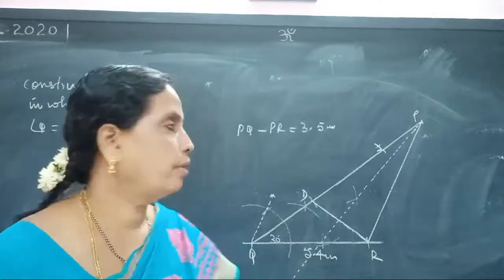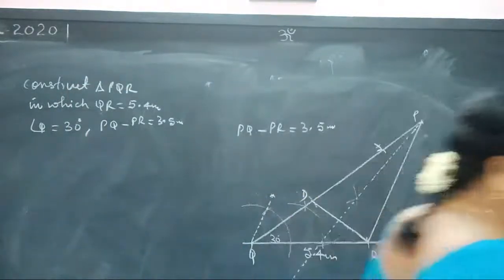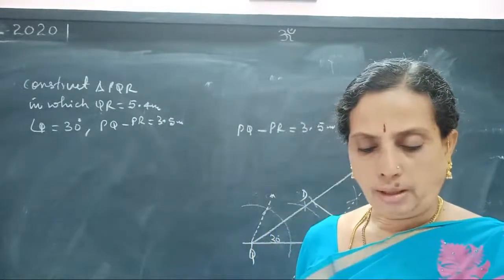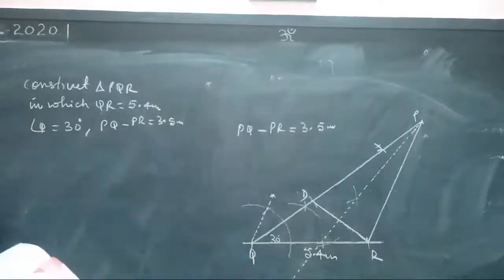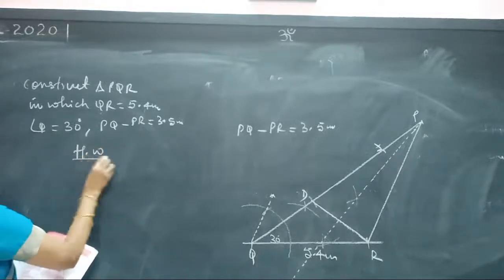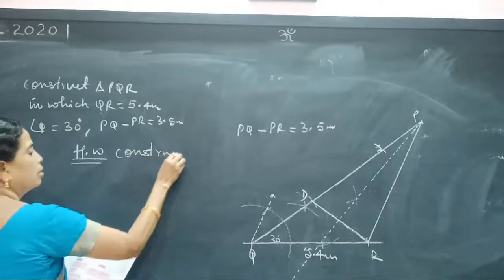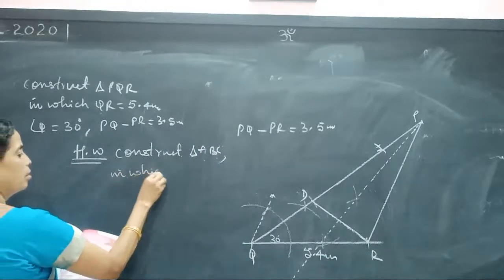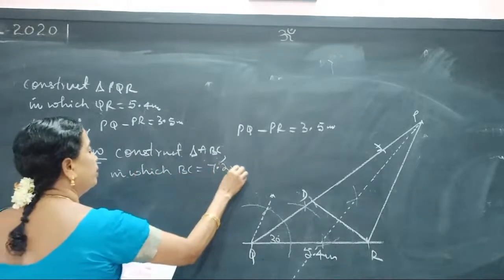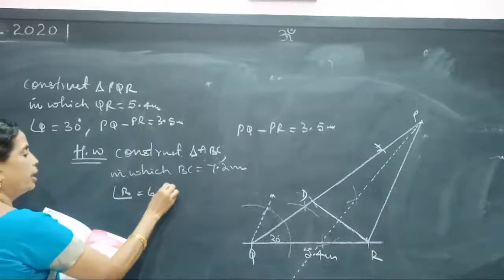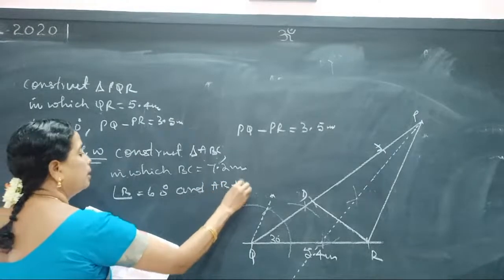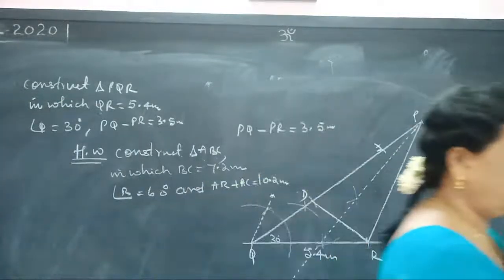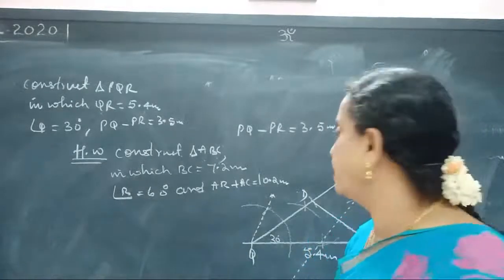Okay. Now take one more question for practice. Construct a triangle ABC. I will write here. Can you see? Homework question. Construct triangle ABC in which BC equals 7.2 centimeter, angle B equals 60 degree, and AB plus AC equals 10.2 centimeter. This is the construction when the sum of the sides, base and base angles are given.